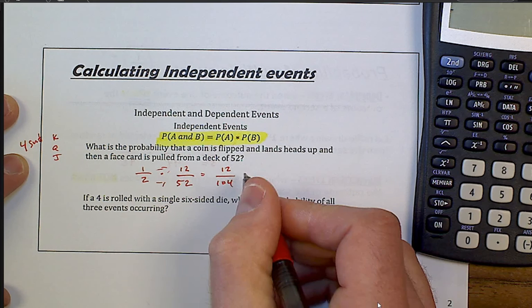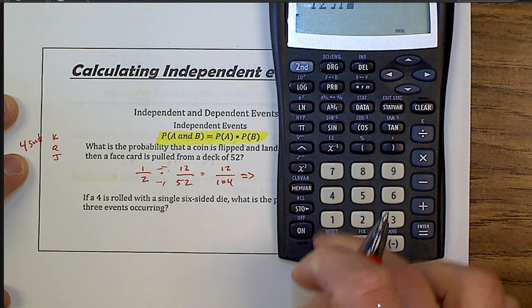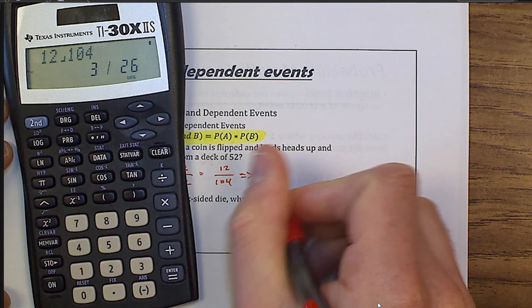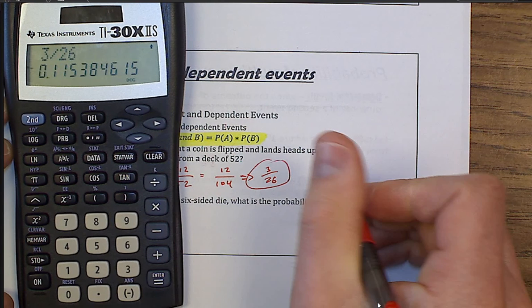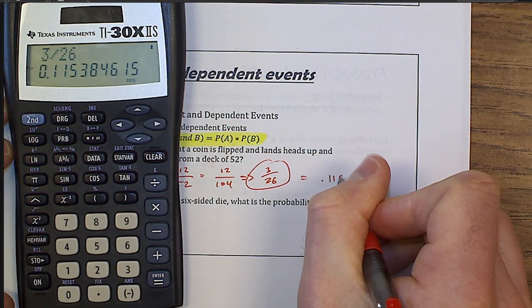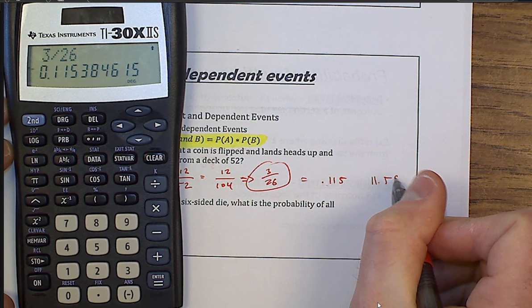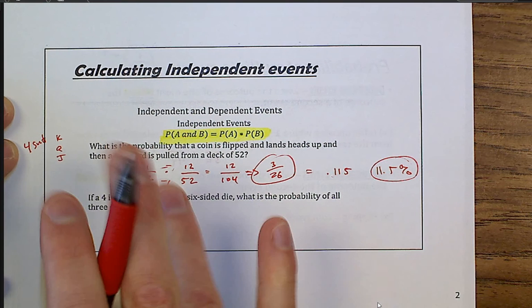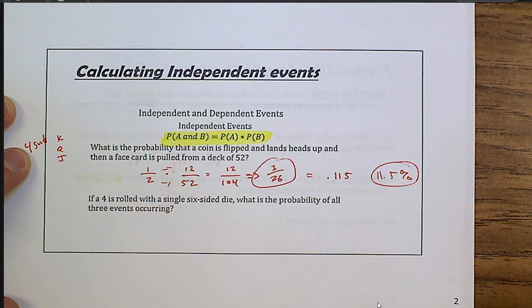Most people will reduce the fraction, so 12 over 104, just to simplify it a little bit. So 3 over 26. But then a lot of times we'll make that into a percentage. 3 divided by 26 is 0.115. So if you move that over 2 spots, 1, 2, that's 11.5%. There's an 11.5% chance of this situation happening, where you flip a heads and pull out a face card on the first draw. 11.5%. Okay, that's the probability.